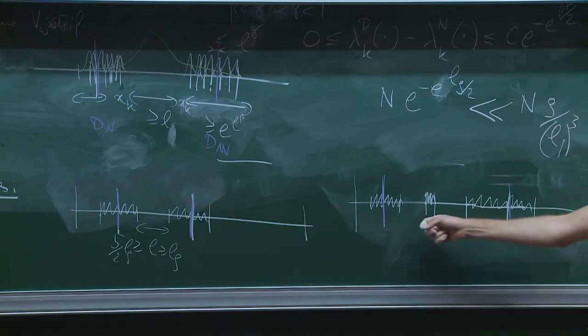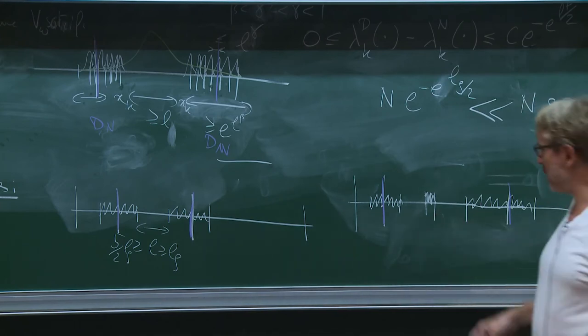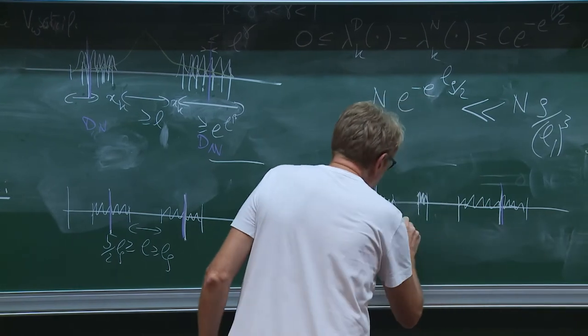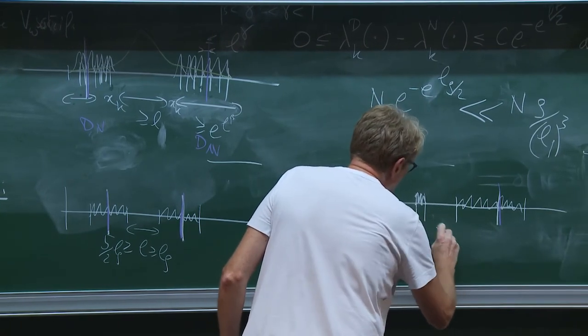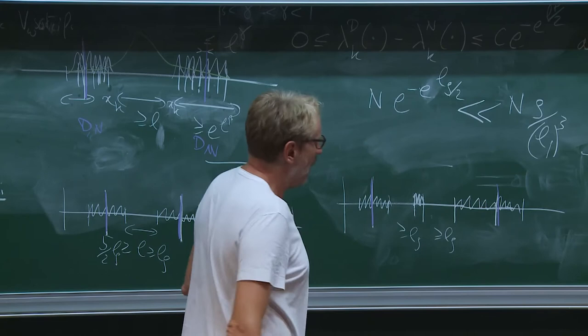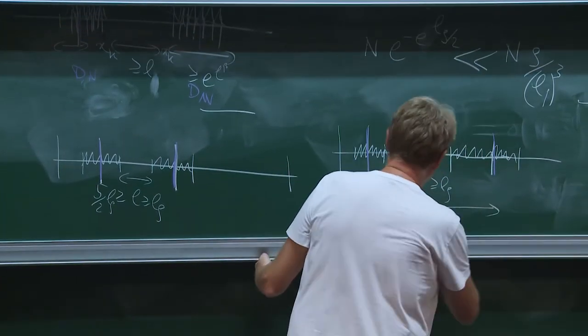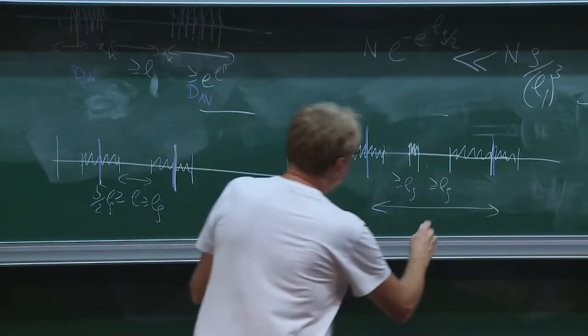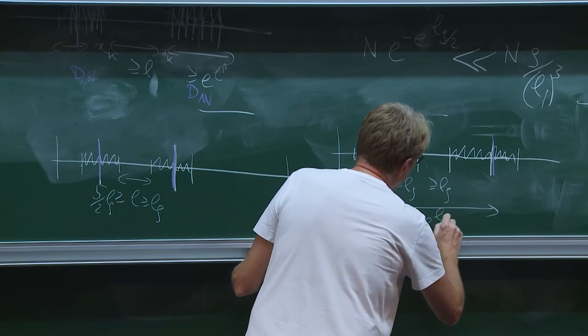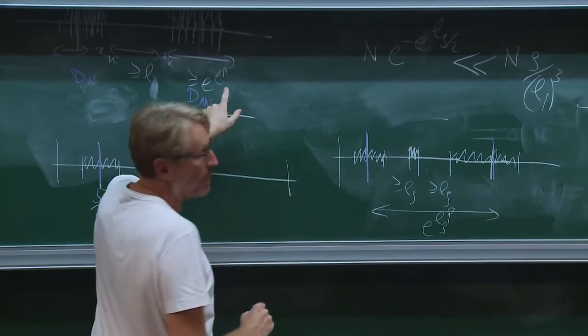Of course, there can be three and four and so on. But remember, you have two pieces like this that are of length at least a row. And here, this total distance is roughly of size e to the l rho to the beta. This is what we assumed here.